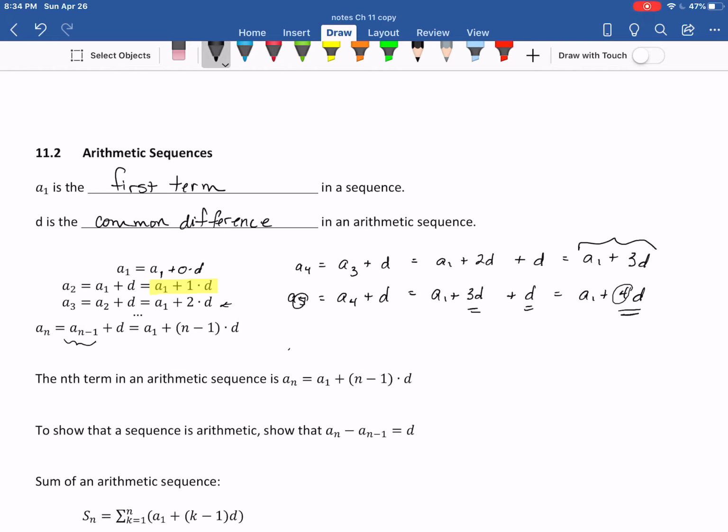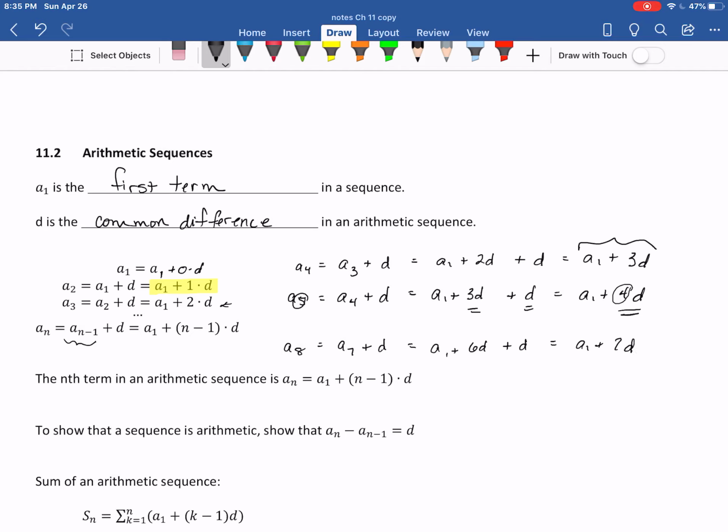Let's do the eighth term. That would be the seventh term plus an additional D. But the seventh term already had A1 plus 6 D's. And so you're adding this additional D now to get to the eighth term. Altogether, you have A1 plus 7 of the D's.